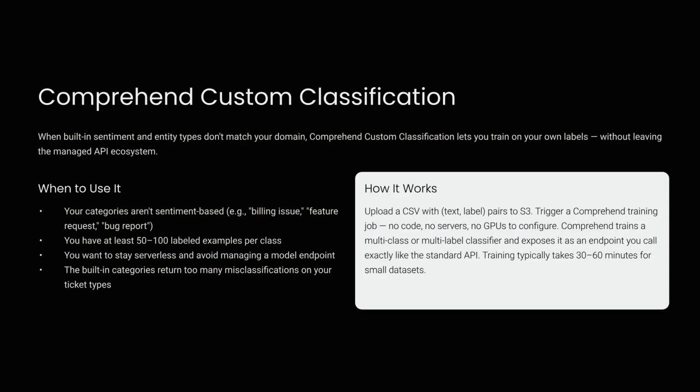Comprehend custom classification is used when built-in categories don't match your domain, such as classifying support tickets. It works by uploading a CSV of text and label pairs to S3, triggering a training job without needing code or servers, and exposing it as a standard API endpoint.